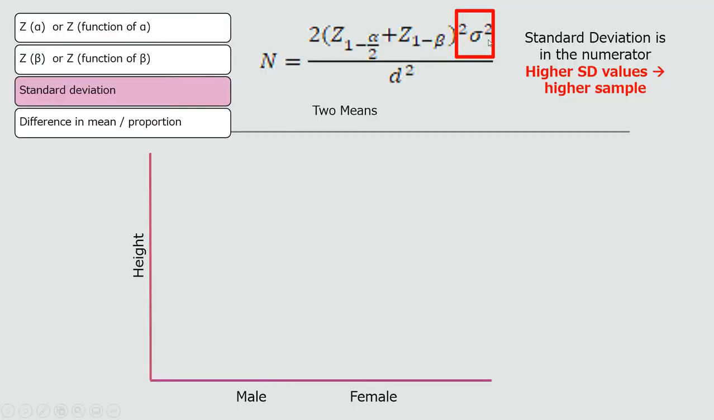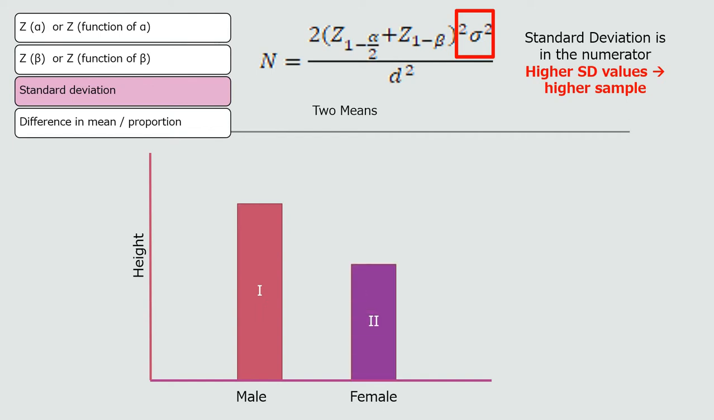Let's understand this in a little more detail. This standard deviation is represented by sigma or S most of the time, as this is also placed in the numerator. Higher standard deviations usually yield higher sample size. Why is this so? Let's understand this with a simple example. Let's see the bar graph in which there is a group of males and females whose height has been measured. As you see here very clearly, the females have a lower mean height than that of the males.